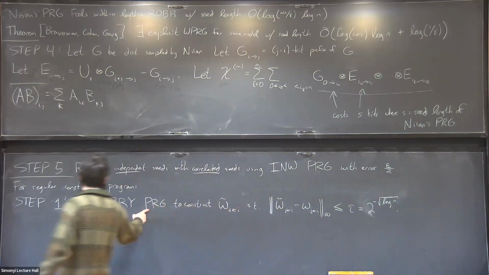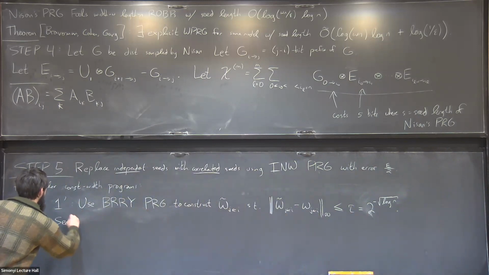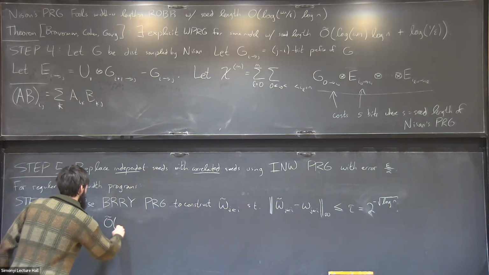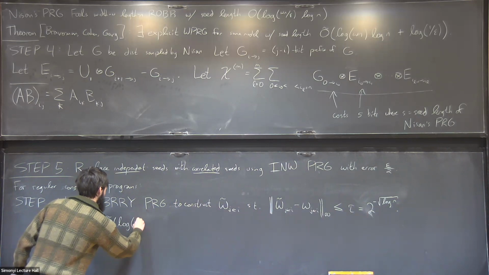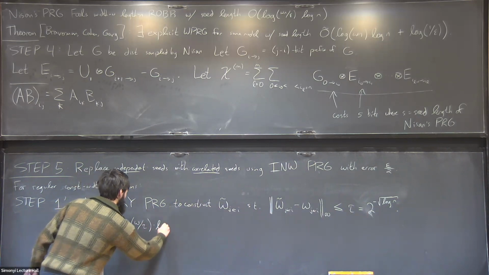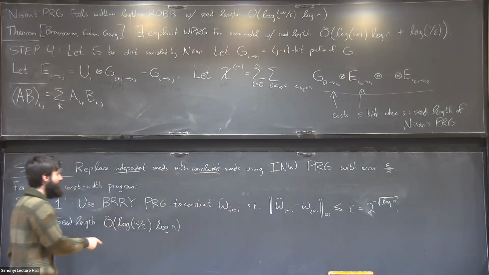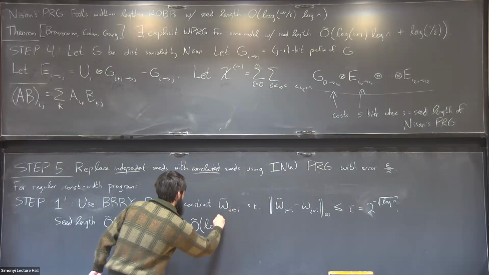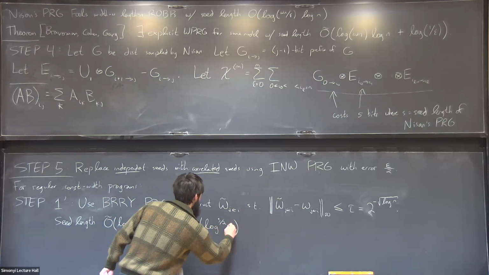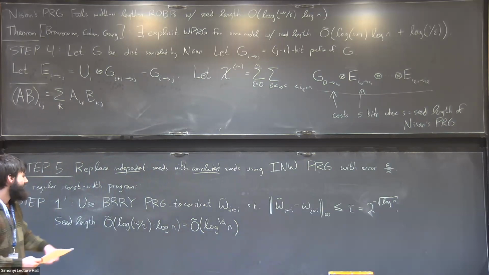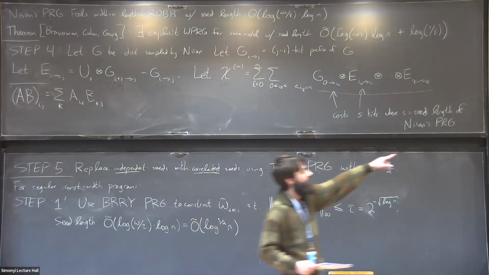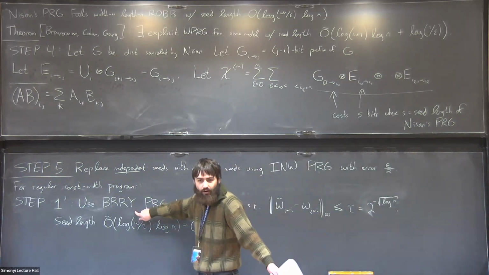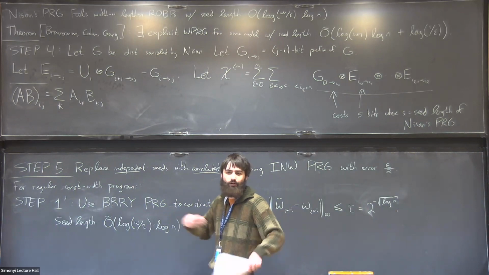The reason is because of the seed length. The seed length of this BRRY pseudorandom generator is log W over tau times log n. We're thinking of W as a constant, so this is log to the 3/2 n. We can't afford to take tau to be inverse polynomial anymore. If we took tau to be so small, then just the seed length from this moderate error pseudorandom generator would already be log squared n, and our goal is to beat log squared n.